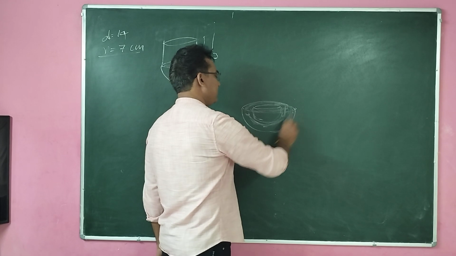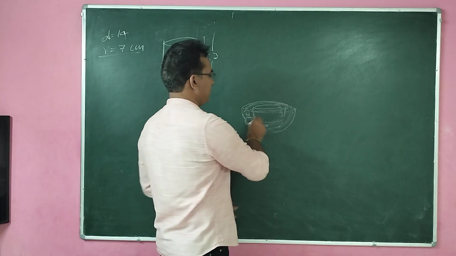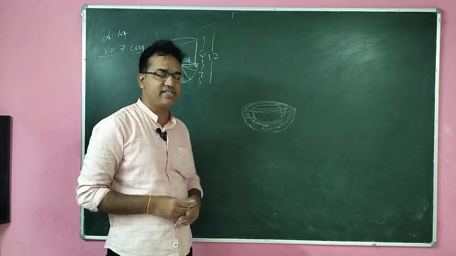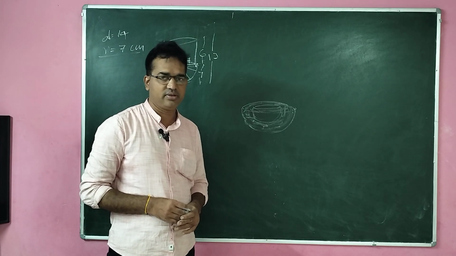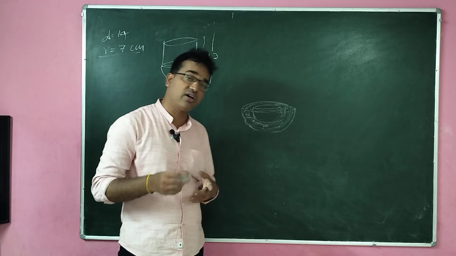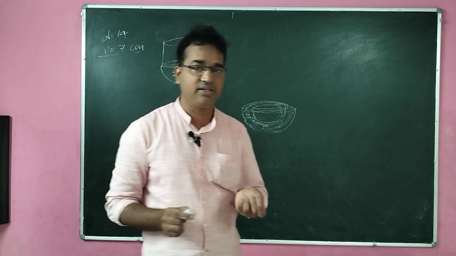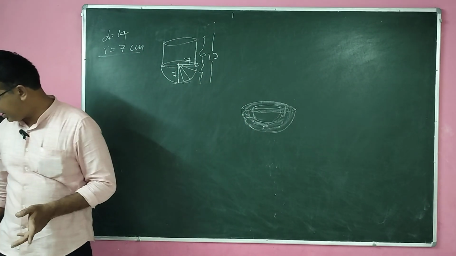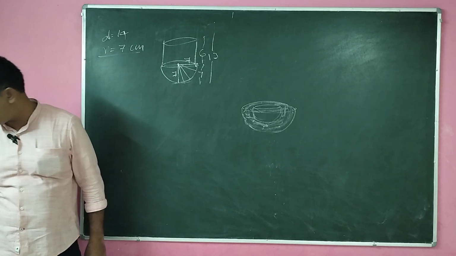Now you can feel the difference. Outer CSA will be more, inner CSA will be very small, less. That is the difference. But it is the same in what conditions? When the thickness is very, very negligible. Negligible means very thin, like paper, or so thin that we can't practically measure it.